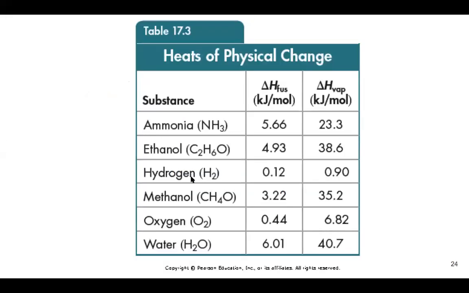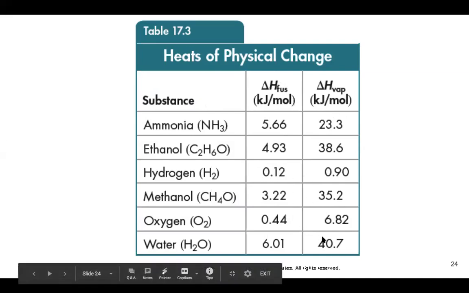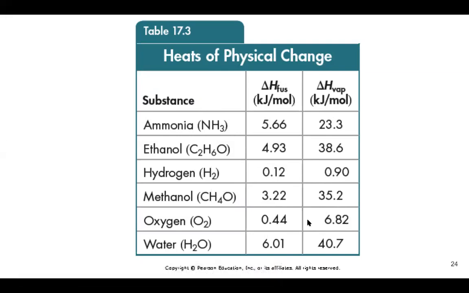So here we can see some various substances. So ammonia, super stinky. So the molar heat of fusion, so to go from a solid to liquid, it needs 5.66 kilojoules per mole. But to go from a liquid to a gas or a liquid to a vapor, it needs 23.3 kilojoules. And we can see that for all of these, the amount we need to go from solid to liquid is significantly less than the amount of energy we need to go from liquid to gas. Kind of interesting.